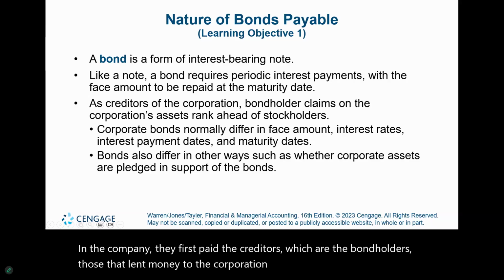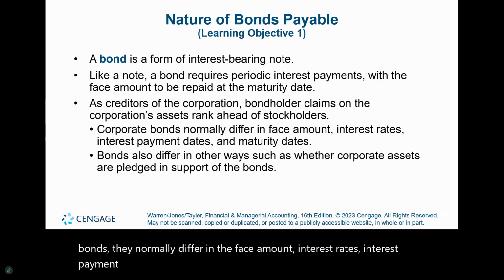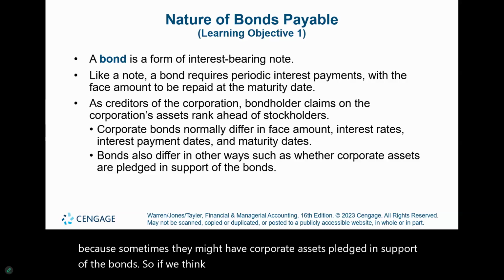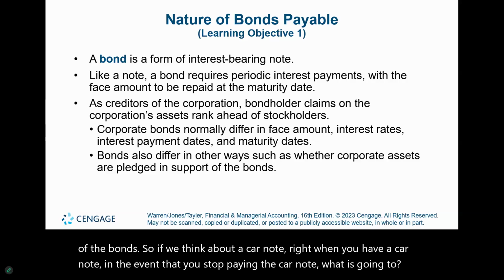So as it relates to corporate bonds, they normally differ in the face amount, interest rates, interest payment dates, and maturity dates. And bonds also differ in other ways because sometimes they might have corporate assets pledged in support of the bonds. So if we think about a car note, right? When you have a car note, in the event that you stop paying the car note, what is going to happen? They're going to come and they are going to repossess the car.